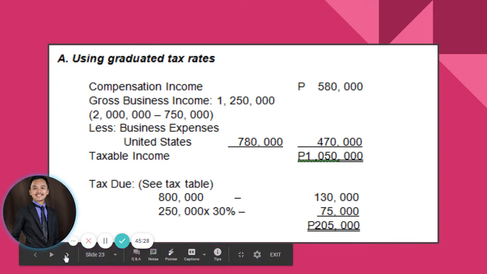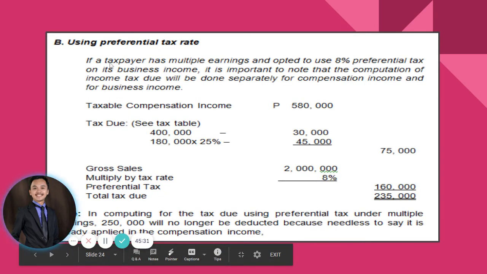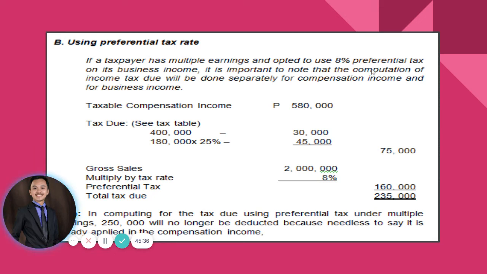Now, this time, what if the taxpayer opted to use preferential tax? If a taxpayer has multiple earnings and opted to use the 8% preferential tax on its business income, it is important to note that the computation of income tax due will be done separately for compensation income and for business income. That should be very clear.